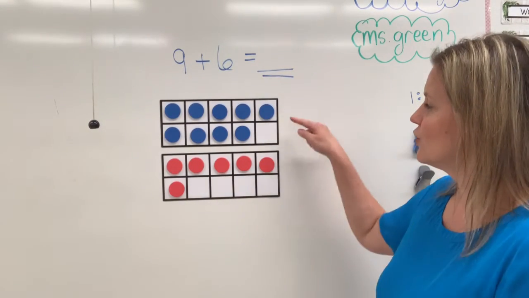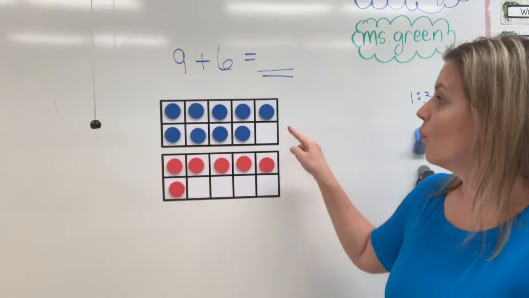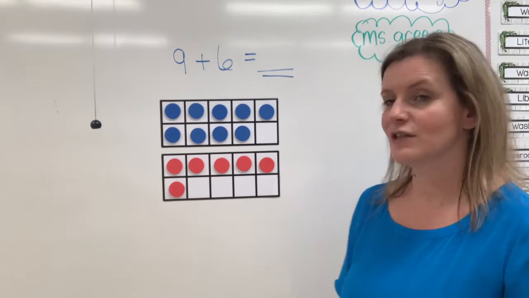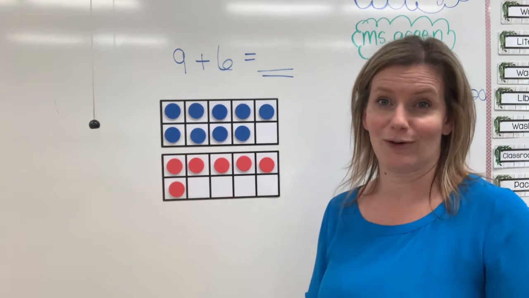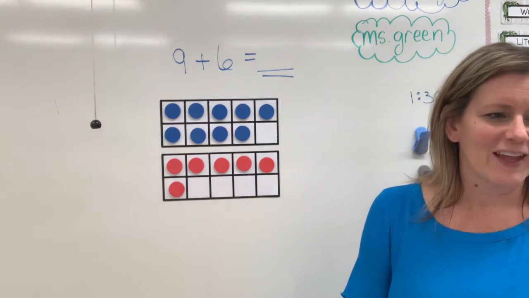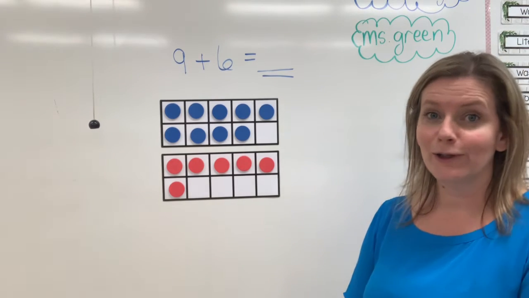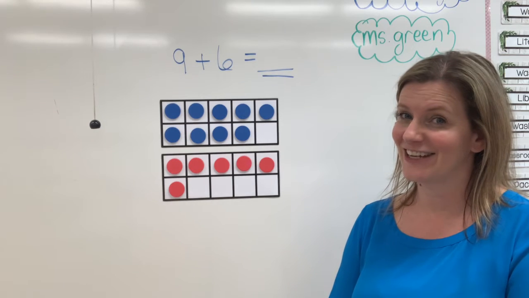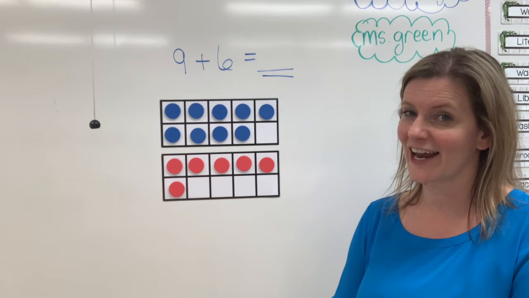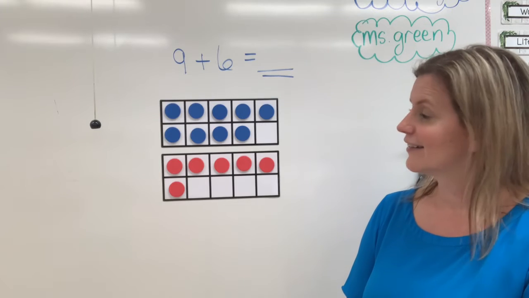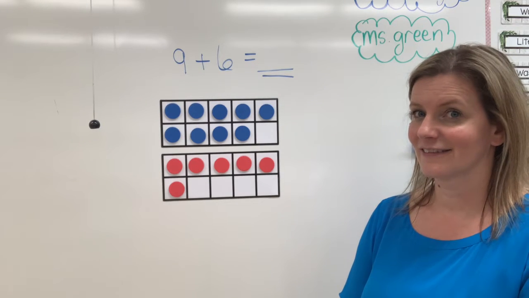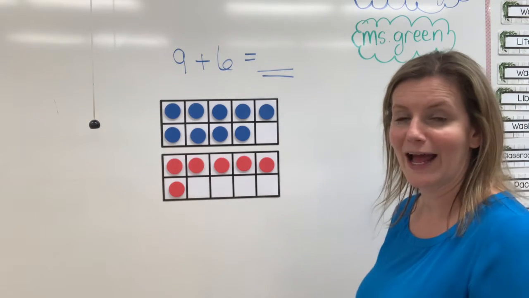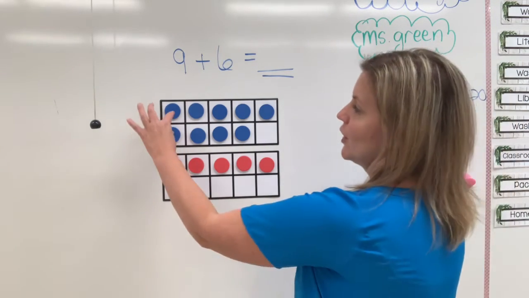We have two of these 10 frames. One is filled with blue counters and the other is filled with red counters. Now, how many blue counters do we have altogether? Do you know? Can you take a look and try to figure that out? Let's try. I'm going to try to count by twos to figure out how many blue counters there are.